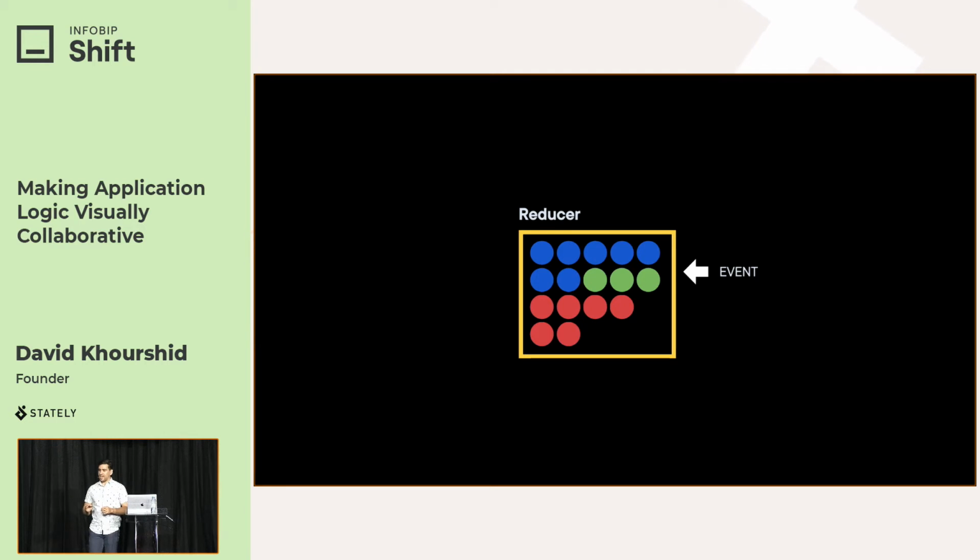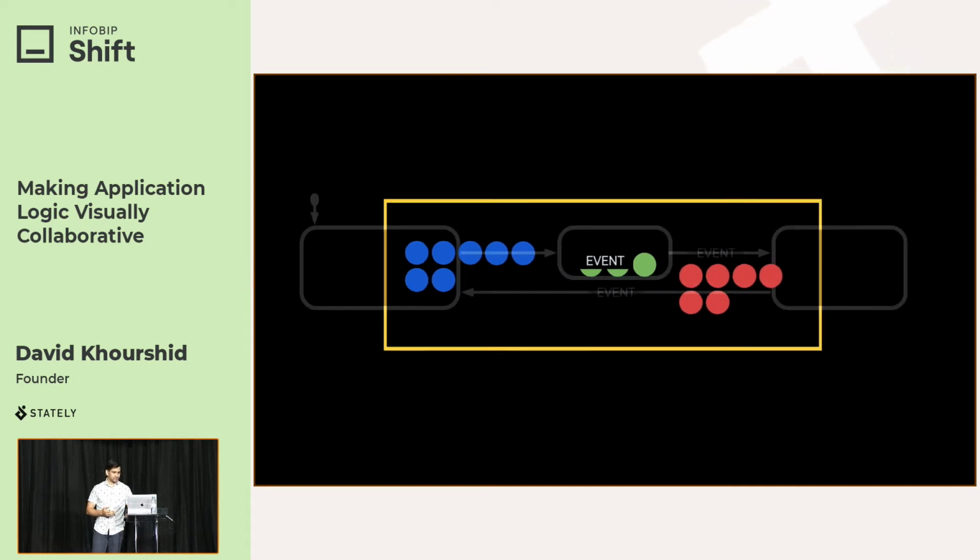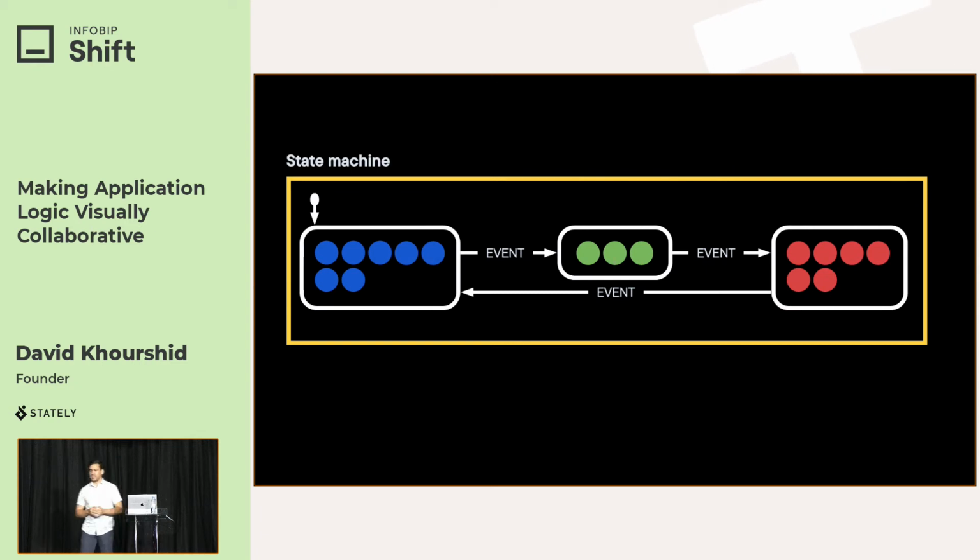But the problem with that, if you could see over here, is that the application state is still mixed. We have blue, green, red. These are all just different concerns in our application, but it's still in one place, and unless we add lots of if statements and lots of Booleans, we don't know what's going to happen and when it should happen. And so enter the state machine.